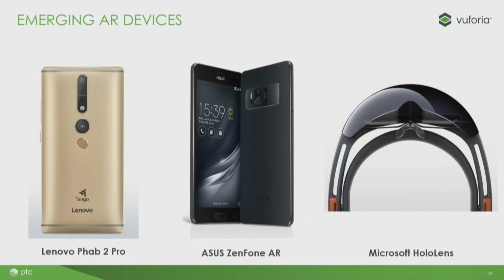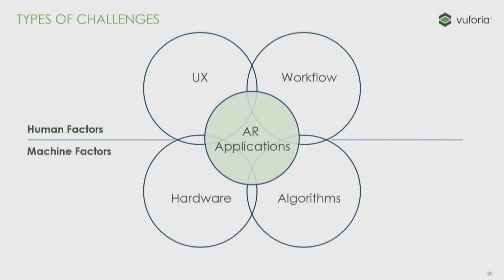And today we have 3-ish devices available for consumers. The Fab 2 Pro, which is currently available, the Zenfone AR, which hopefully will be available soon, and then of course the HoloLens. The Fab 2 Pro and Zenfone are powered by Google Tango, and HoloLens is powered by Windows Mixed Reality. So that's the hardware, right?